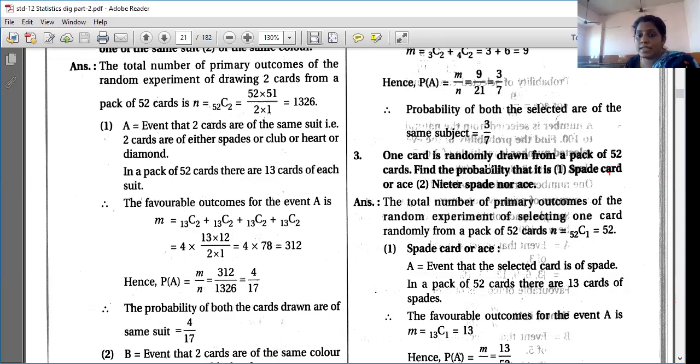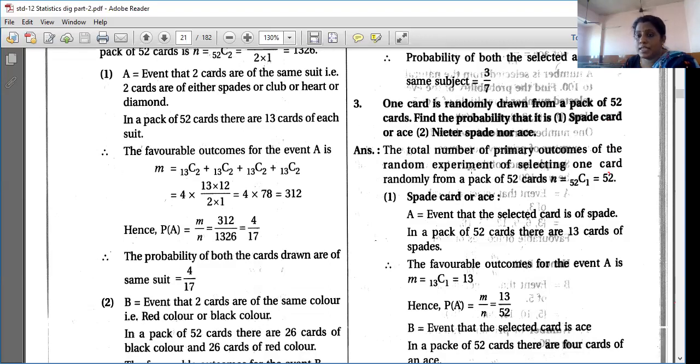Okay, so one card is randomly drawn from a pack of 52 cards. Find the probability that first is spade card or ace, and second is neither spade nor ace. Neither nor आया, so dash हो जाएगा. Okay, one card is randomly selected from 52 cards. So your total outcome n equal to 52C1, that is 52. So first of all you got 52 as your outcome n. Okay, now first condition is spade card or ace.